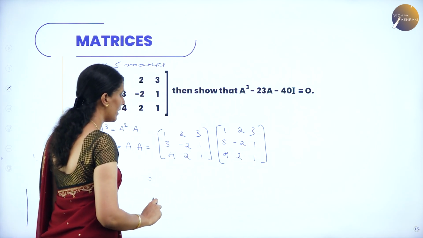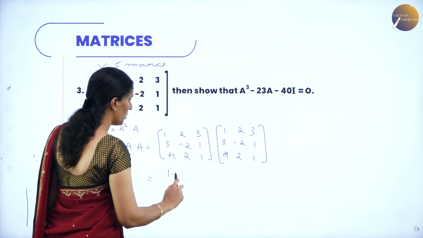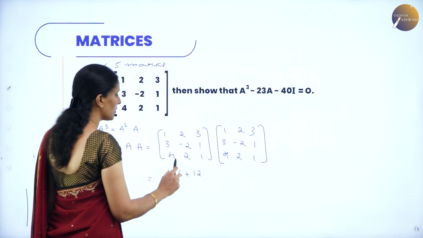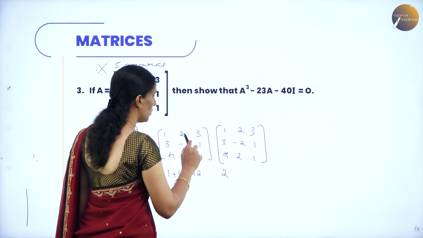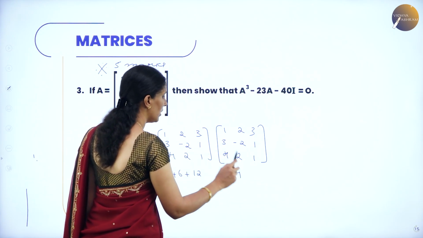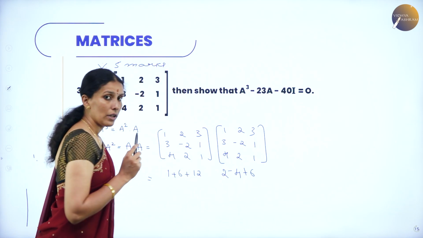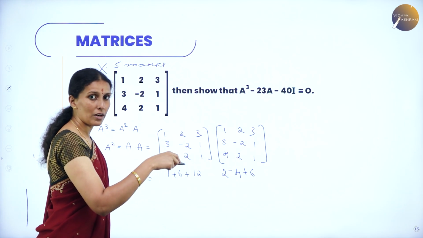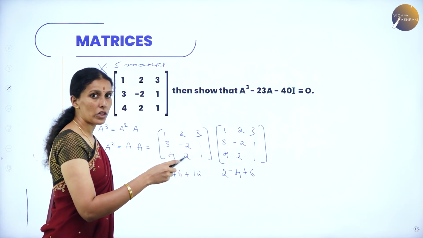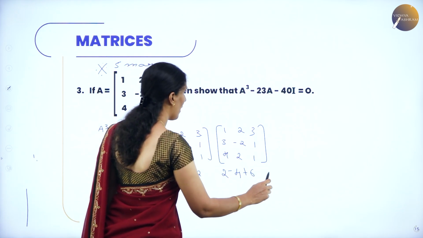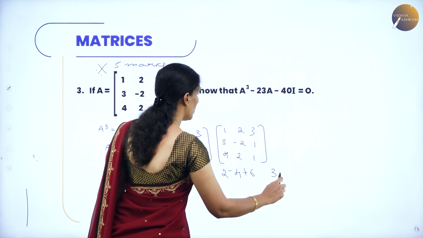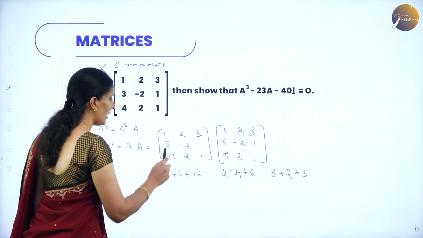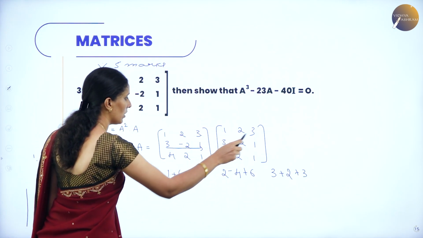Let's multiply and add it. 1 1s are 1, 2 3s are 6, 3 4s are 12. Next we have 1 2s are 2, 2 into minus 2, minus 4, 3 2s are 6. Just remember the rule, first row into all the 3 columns, next second row in all the 3 columns, next third row with all the 3 columns. So next we have 1 3s are 3, 2 1s are 2, 3 1s are 3. Next, second row we are taking with all the 3 columns.